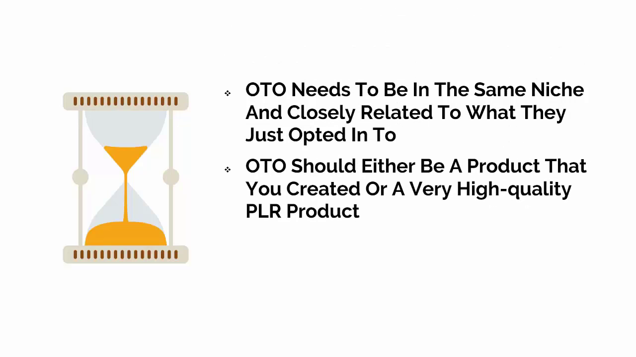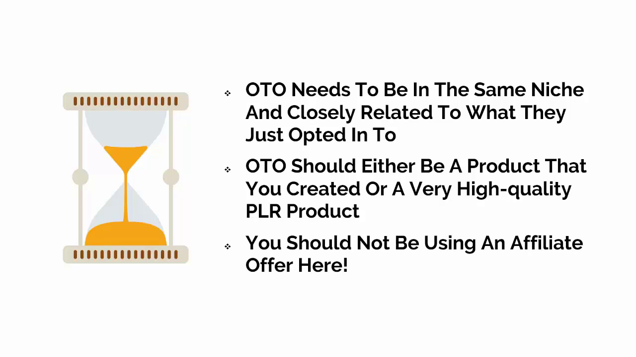Your OTO should either be a product that you've created yourself or a very high quality PLR product. PLR stands for private label rights, meaning you have the ability to put your own name on it and even change it. You should not be using an affiliate offer here. You want to have your own product, even if it's PLR, which was mostly created by somebody else.